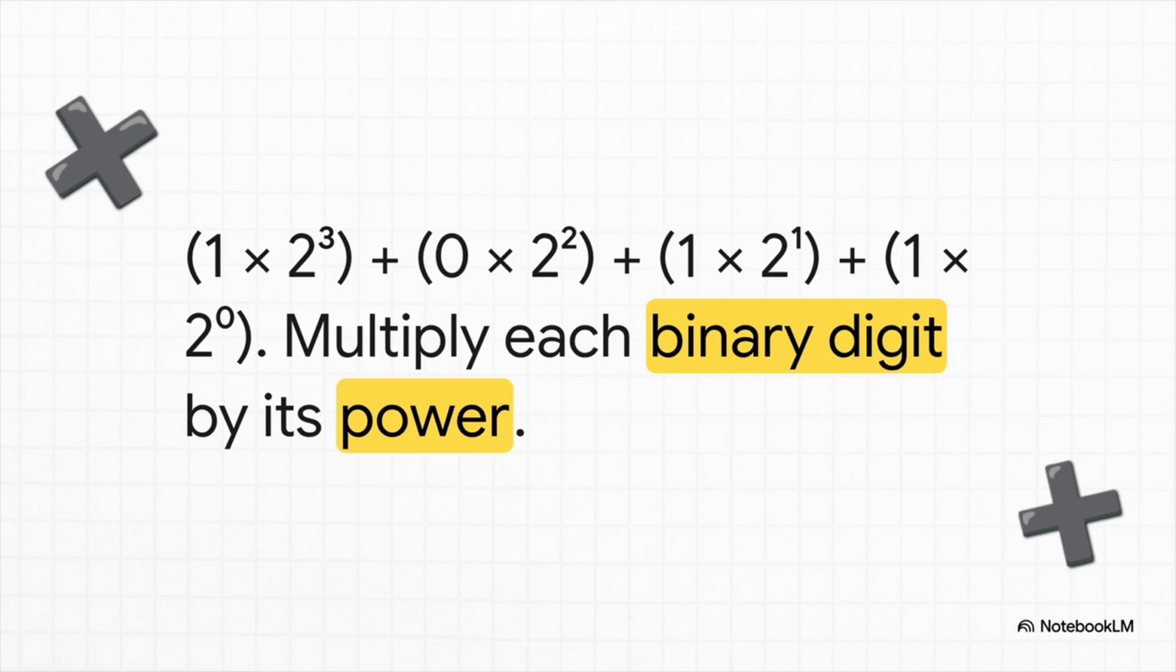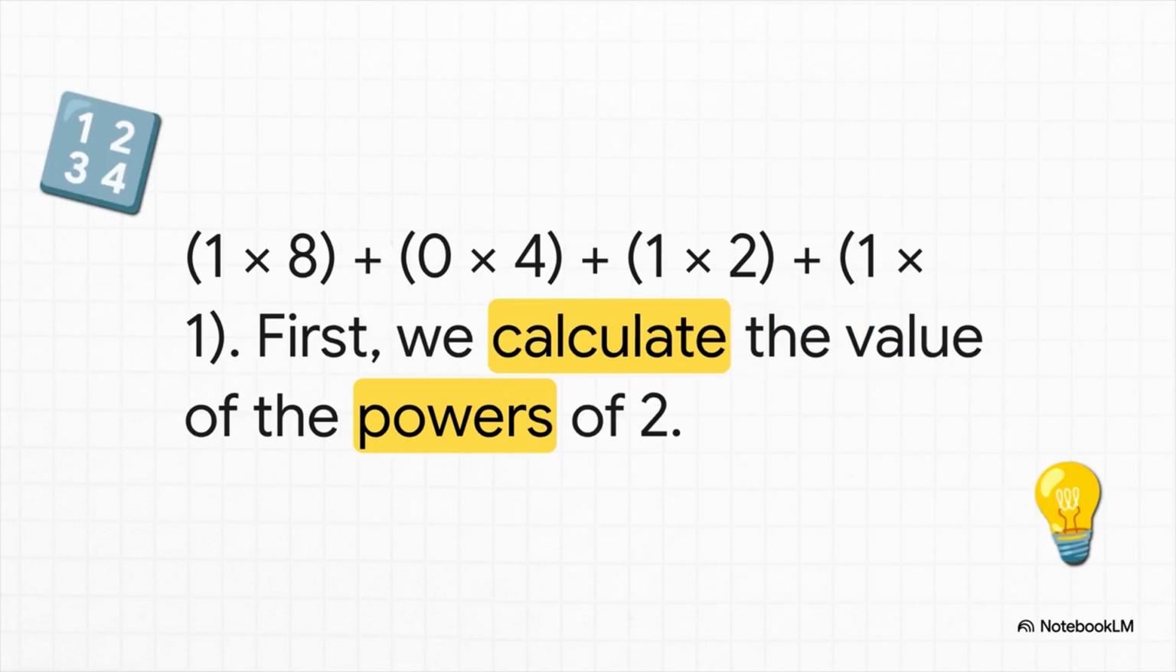Before we multiply, let's make this easier for ourselves by figuring out what those powers of 2 actually are. 2 to the power of 3 is 8. 2 squared is 4. 2 to the power of 1 is just 2. And here is a very important rule to remember. Any number to the power of 0 is always 1. Don't forget that. Okay, now the multiplication is super easy.